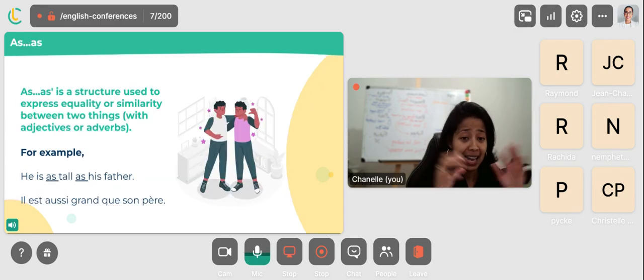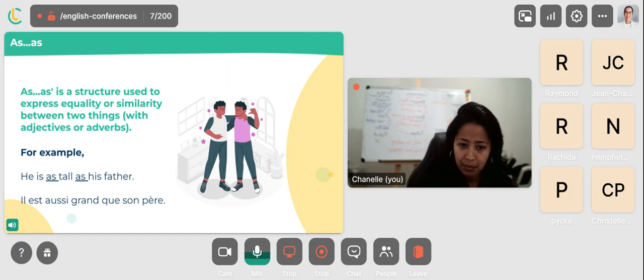Using as and as is a structure used to express equality or similarity between two things with adjectives or adverbs. For example, he is as tall as his father. That means him and his father have the same size. They are the same height. Il est aussi grand que son père.